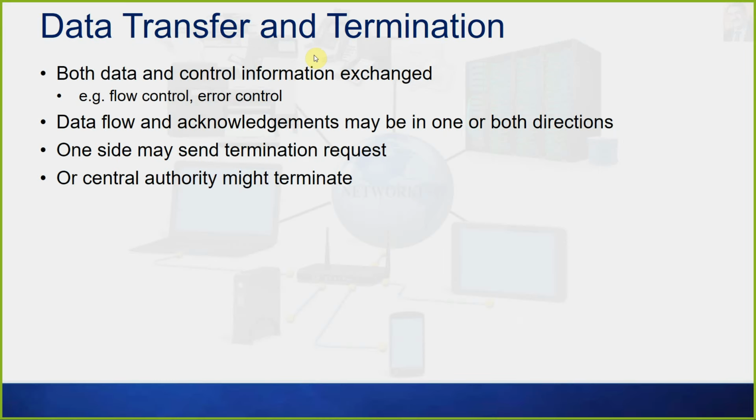In data transfer and termination, both data and control information is exchanged. That means I'm talking about flow control and error control also. Data flow and acknowledgements may be in one or both directions. One side may send a termination request or a central authority might terminate the connection.